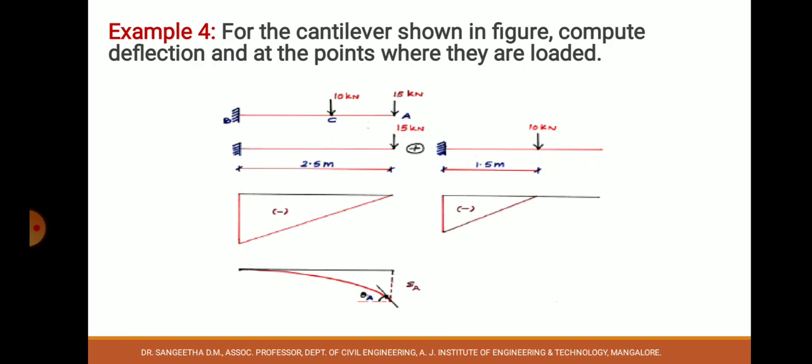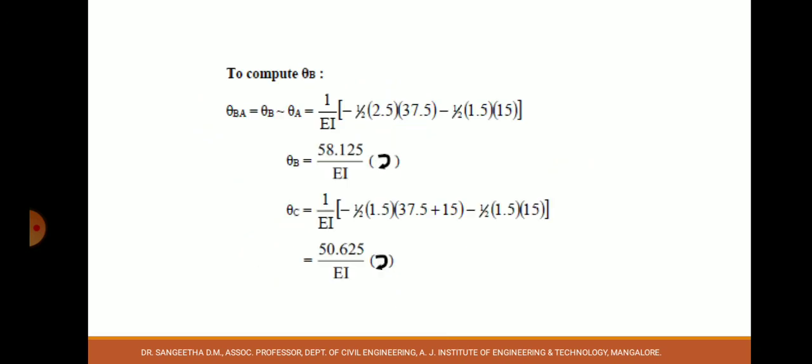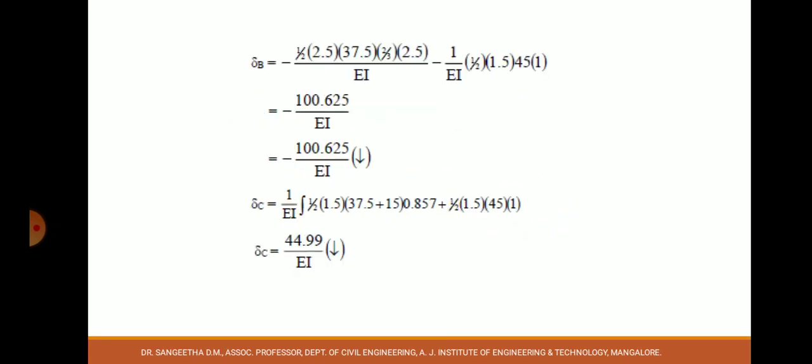When you are doing for theta A, whatever the area that is coming between A and B. When you are doing for C, whatever the area that is coming between B and C, that is a trapezoidal area, so you are adding it. So this is a trapezoid and the other one is a triangle. And next, when you are doing the deflection, for the same area you are multiplying with the CG distance from support A, from the free end. So 2/3 of 2.5 and this is 1.